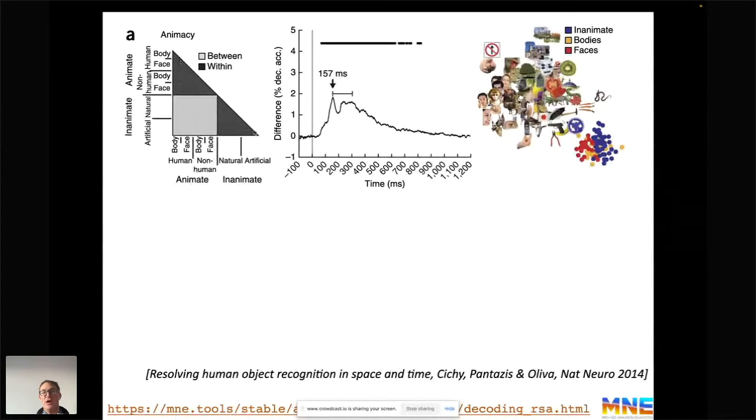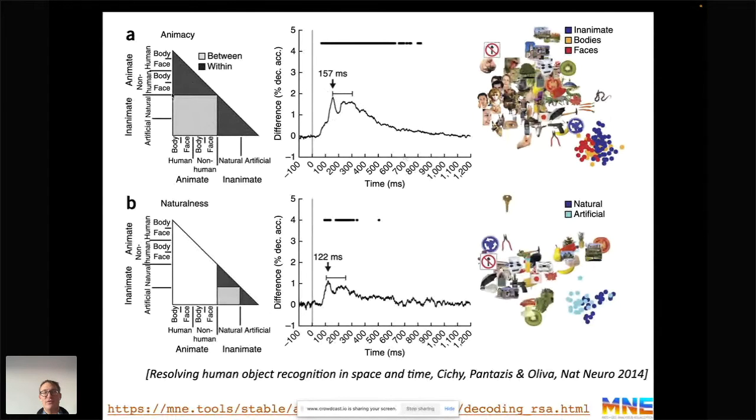And you see that you have a stronger effect for this contrast between animate and inanimate at 157 milliseconds before it fades down and goes back to baseline. You can use a different way of contrasting. Now it's contrasting natural versus artificial inanimates. And you see that the effect is weaker. Here the peak was bigger, now it's a bit smaller. But you still have a significant effect that is time resolved at 122 milliseconds before it fades down to 0.